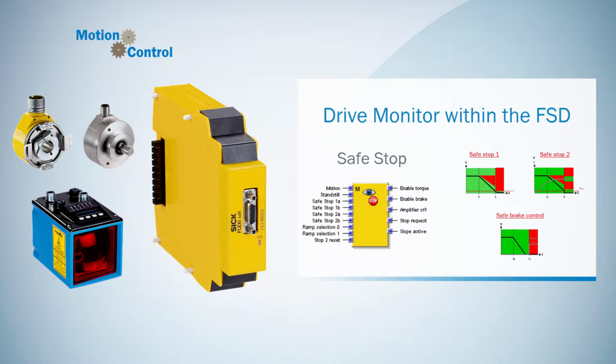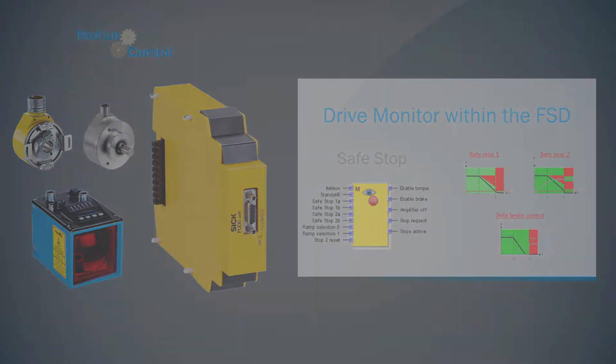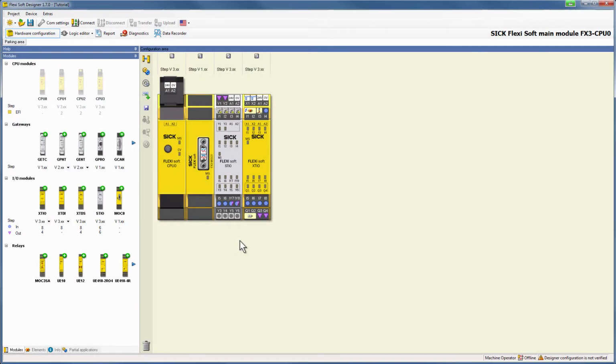To have a closer look at the function block, we start in the hardware configuration of the FSD. This time I've extended the FlexiSoft station from the last tutorials with an XTIO module. Here I have connected an eStop as well as a reset on the inputs and a drive save torque off on the output. Now I switch to the MOC logic.